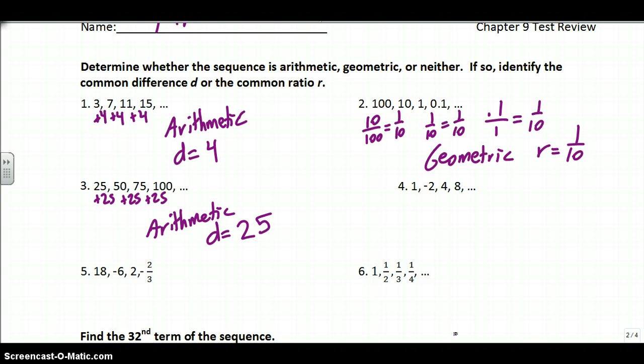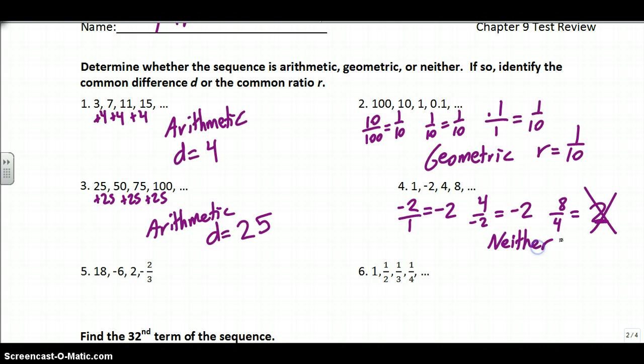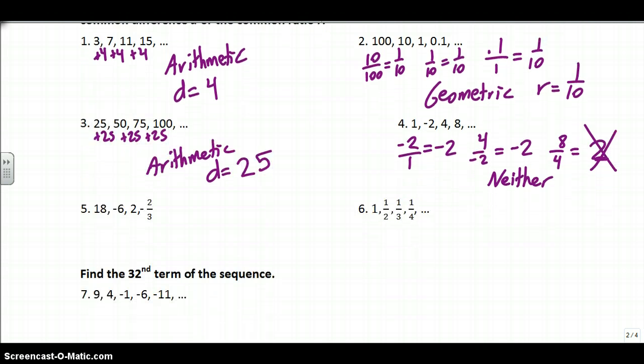Number 4, looking here, to get from 1 to negative 2, you would subtract 3. To get from negative 2 to 4, you would add 6. So there's no way it's arithmetic. Geometric, to get from 1 to negative 2, you'd have to multiply by negative 2. To get from negative 2 to 4, you'd multiply by negative 2. But to get from 8 to 4, you multiply by positive 2. Are they the same every time? They might be this tricky. They're not the same, so this is neither. It's not arithmetic or geometric. So be careful. Be on the lookout.